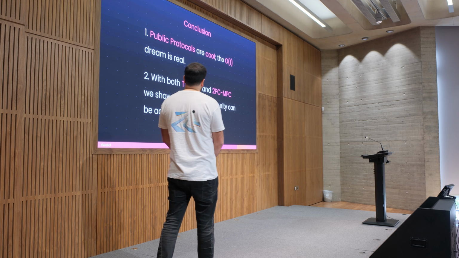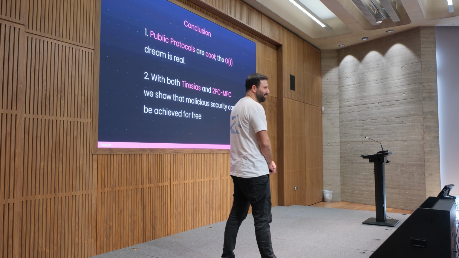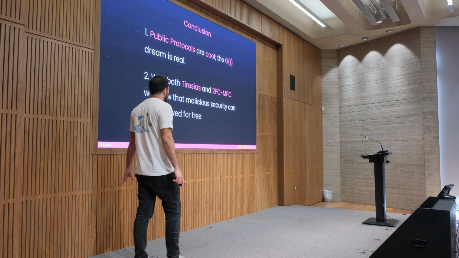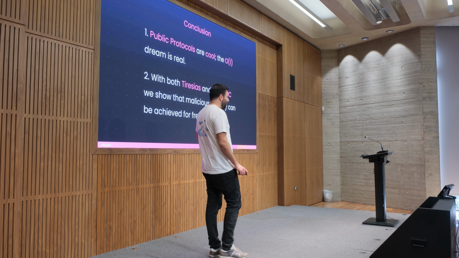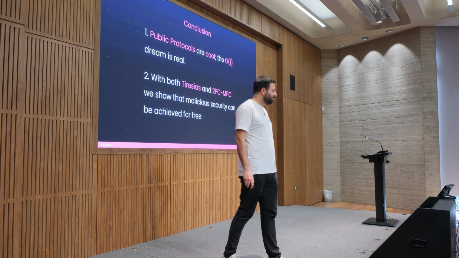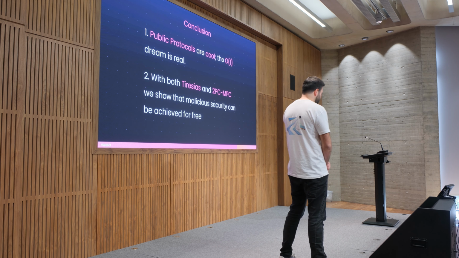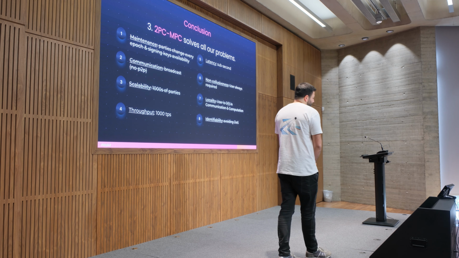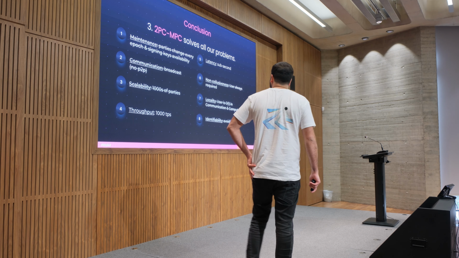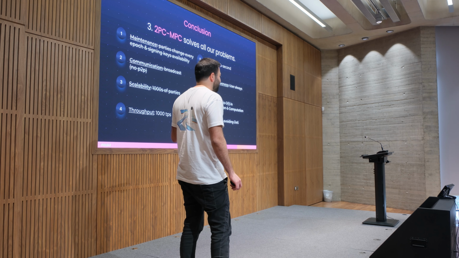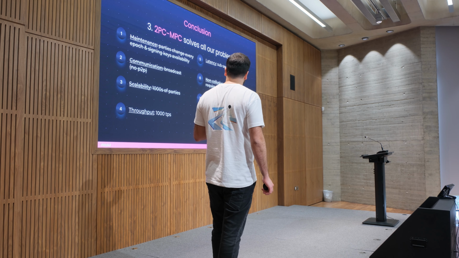What's my conclusion? Well, first of all, public protocols are cool. You couldn't do all of these tricks before. And with Tiresias and 2PC-MPC, we actually show that malicious security can be achieved for free, and I'll show that very soon. The idea is that 2PC-MPC solves all of our problems. Okay, not really, but almost all of our problems. Theoretically, it solves all of our problems. Practically, we have a problem with the range proof. I'll talk about it just now.